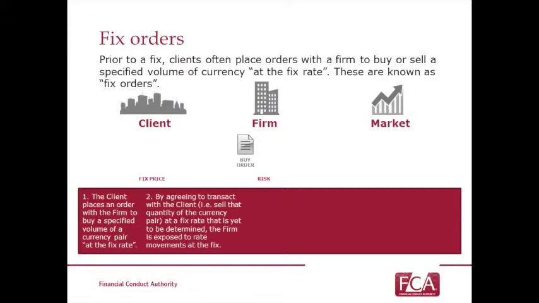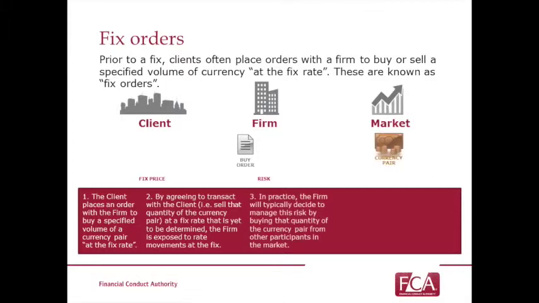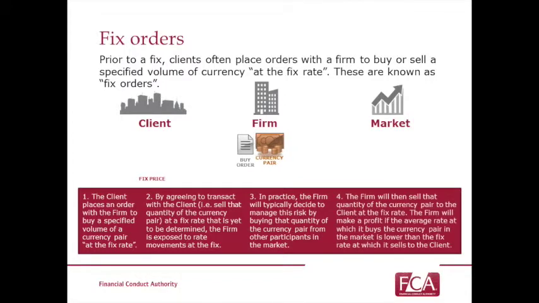A firm will typically buy or sell currency in order to manage this risk, for example by trading in the market or netting off, for example where a firm has a buying interest for the fix and trades with a market participant which has a selling interest. So in this example, the client wants to buy a currency pair and the firm is agreeing to sell that quantity of the currency pair to the client at the fixed rate. What this means in practice is that the firm with this buy order will make a profit if the average rate at which it buys the currency in the market is lower than the fixed rate at which it sells to its clients.